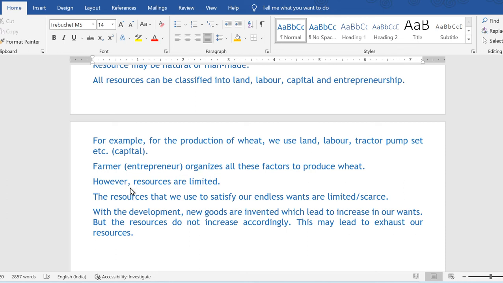However, the resources are limited. The resources that we want to satisfy our endless wants are limited or they are scarce. With the development, new goods are invented which lead to the increase in our wants, but the resources do not increase accordingly. This may lead to exhaust our resources.